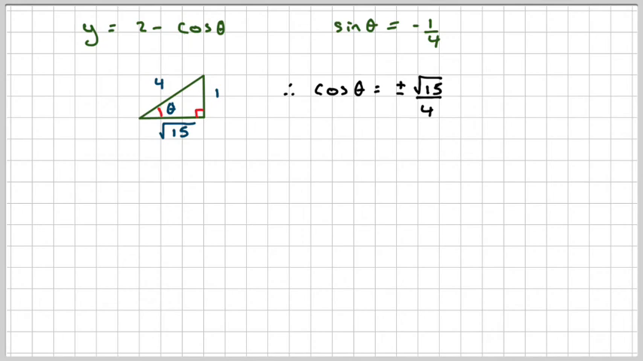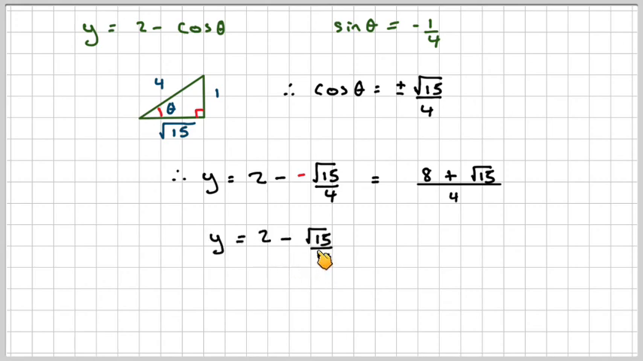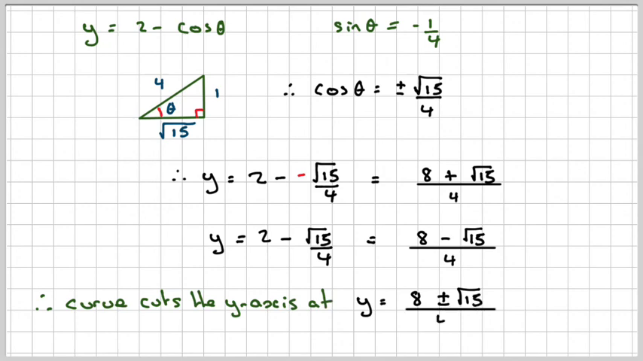Because sine can be negative in the third and the fourth quadrants, and cos can either be positive in one of them or negative in the other one of them. Okay, right. So if we now substitute that in, we're going to get that y is equal to 2 minus root 15 over 4, common denominator of 4, so we're going to get 8 minus root 15 over 4. And then if y is 2 plus root 15 over 4, that will give me 8 plus root 15 over 4. Therefore, the curve cuts the y-axis at y equals 8 plus or minus root 15 over 4.